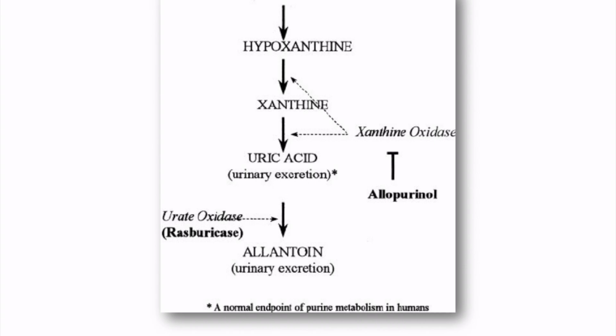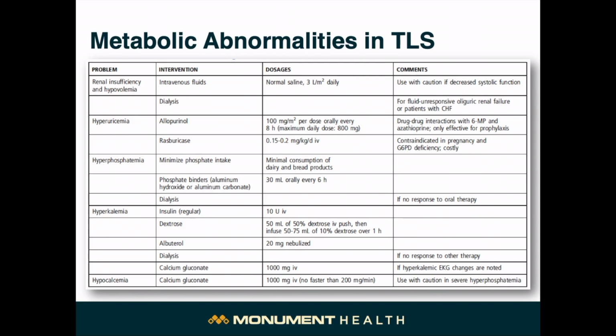And finally, I wanted to include this diagram of purine catabolism to demonstrate where allopurinol and rasburicase are working and exerting their effect. With all of the different metabolic abnormalities that can occur in tumor lysis syndrome, obviously the management of these patients can become rather complex. I'm not going to read through this full chart for you, but I think it really brings together some of the different things that need to be thought of when dealing with a patient who has tumor lysis syndrome and all of the various interventions that we can anticipate we may need for appropriate management.